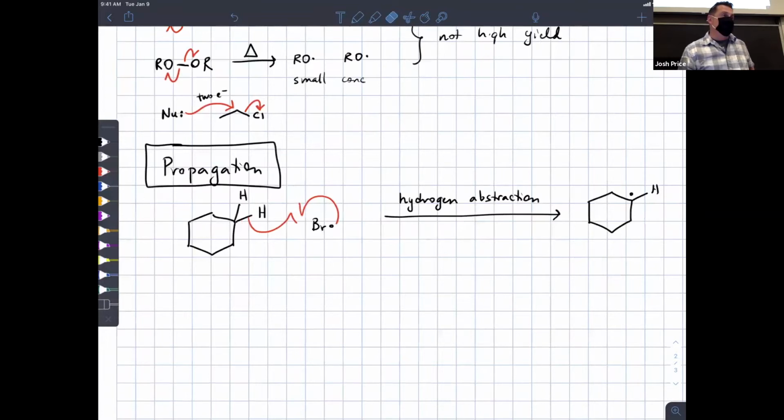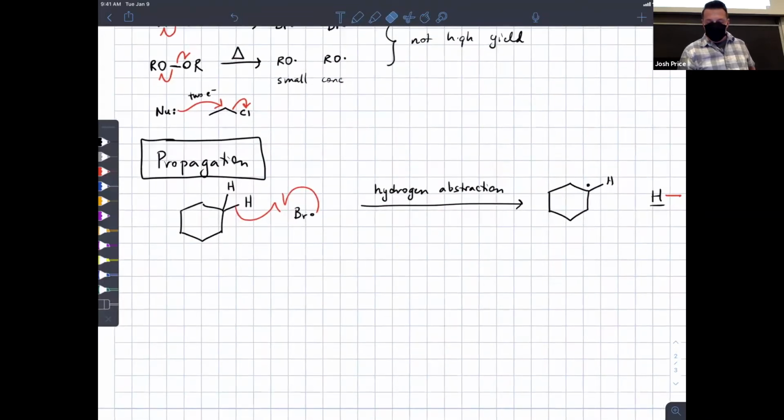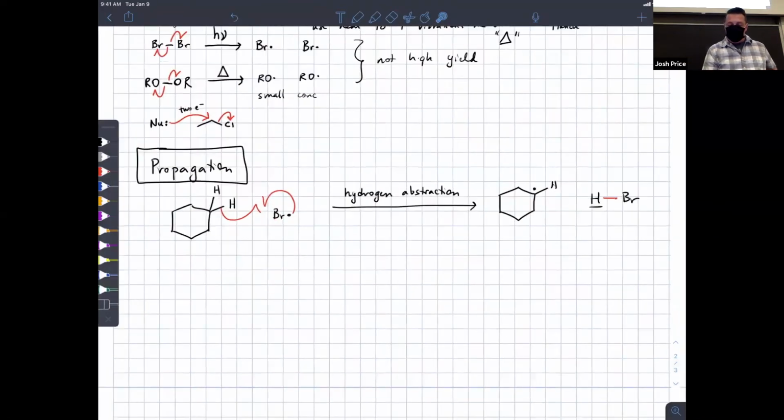I just find it redundant by virtue of the fact that I showed making a new sigma bond with a half-headed arrow on both hydrogen and Br. I know there's an unpaired electron left behind. Okay, so that's pretty important. It's called a propagation step because you started with a bromine radical, you ended with a carbon radical, one radical in, one radical out. Questions so far? That's pretty important. Anything you want to ask about that? Okay.